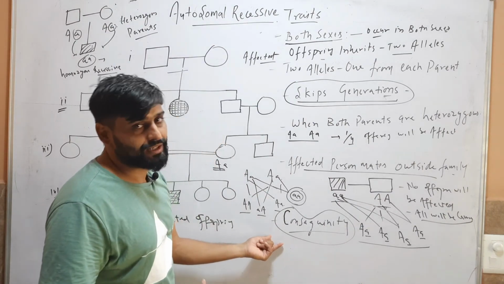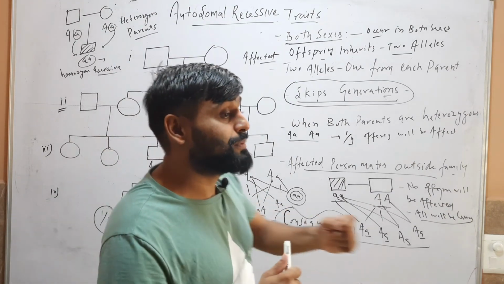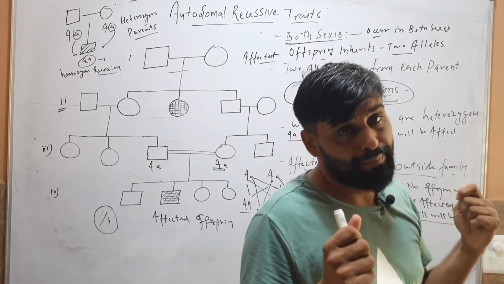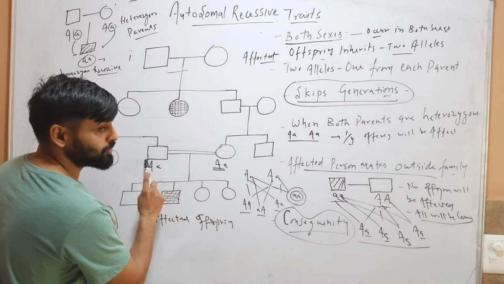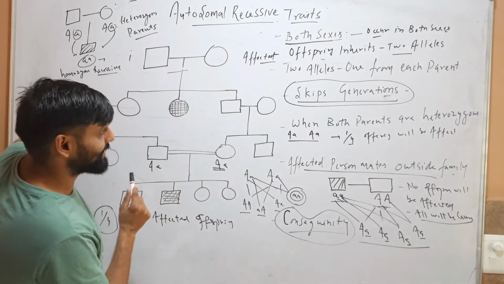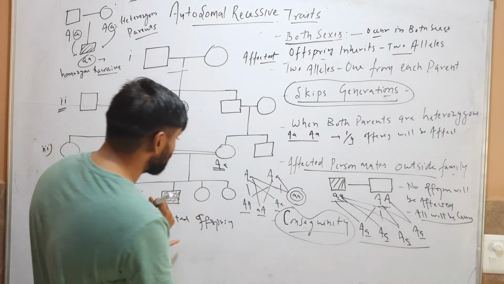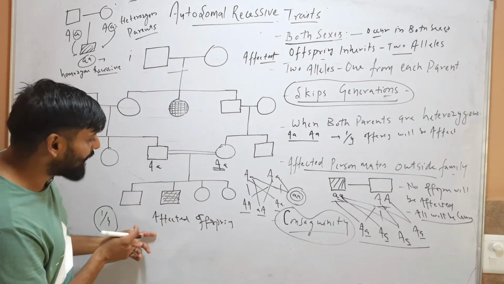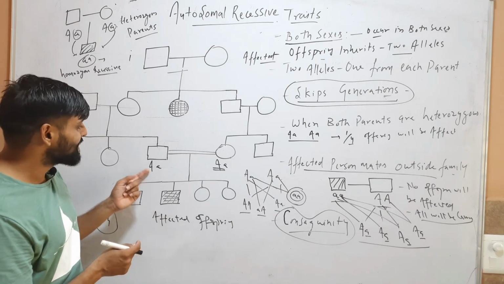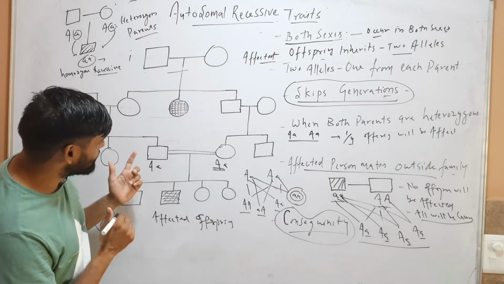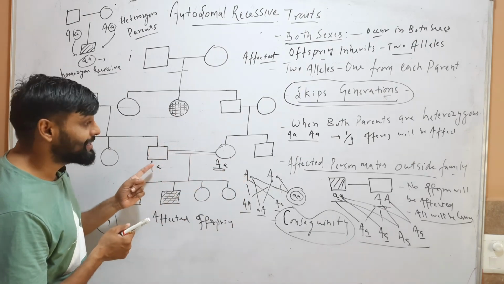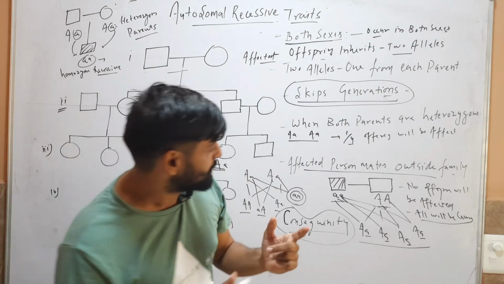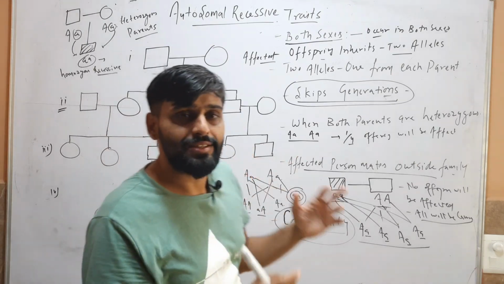In case of consanguinity, or marriage between related persons, you can see that both of these are related because they have common grandparents. In that case, there is a greater chance that they will have affected offspring, because there is a greater chance that both of them will be heterozygous, because this allele is running in their family. So this is autosomal recessive trait.